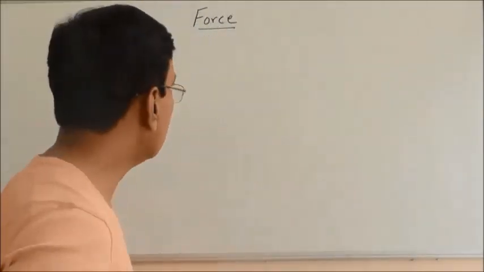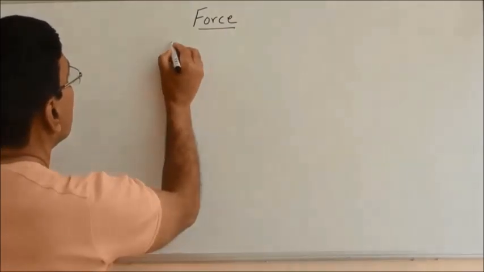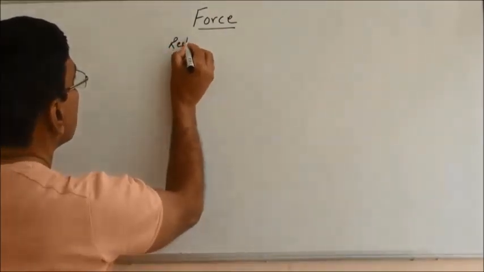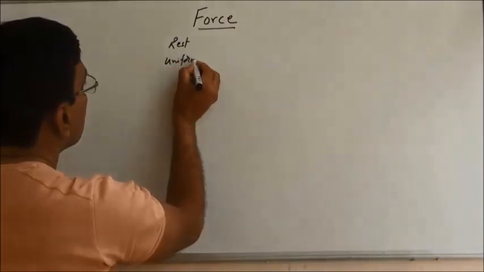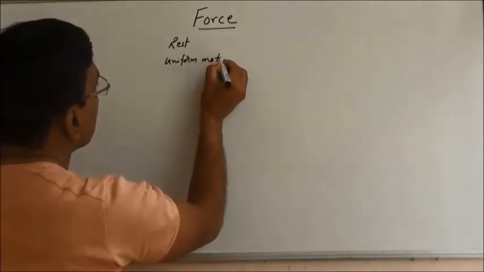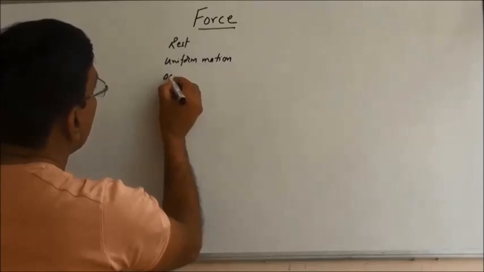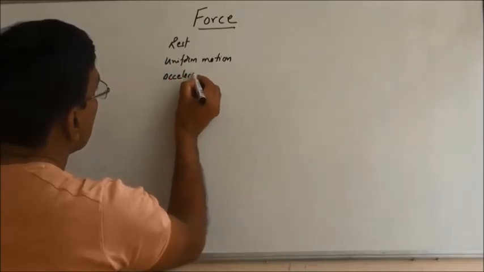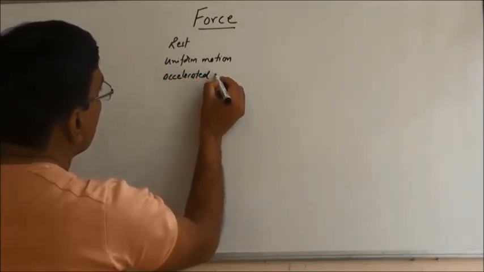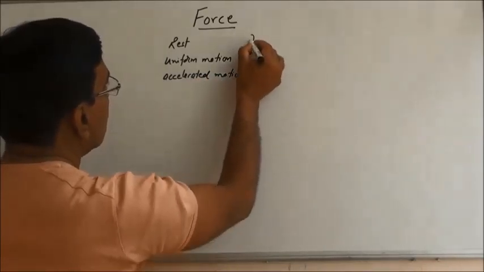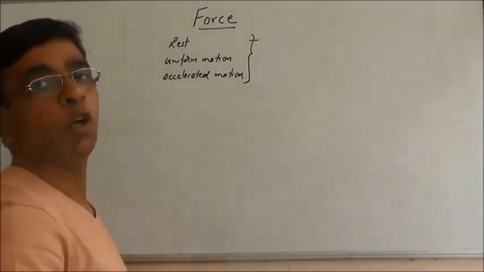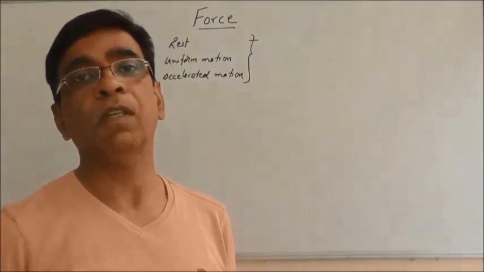We have discussed rest, uniform motion, and accelerated motion. Rest means when a body does not change its position with respect to the observer, the body is said to be at rest.